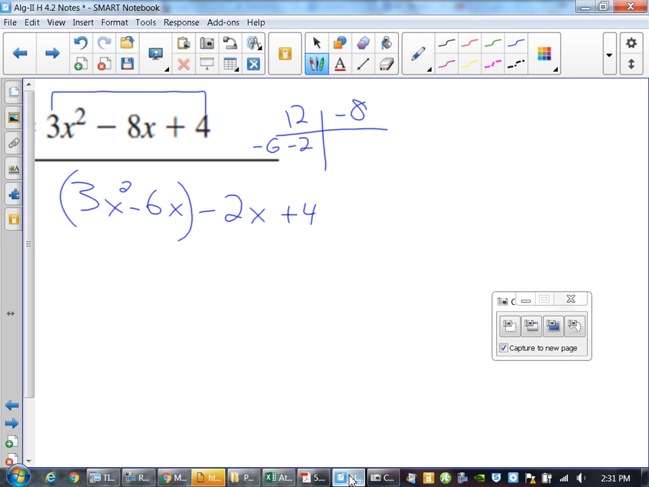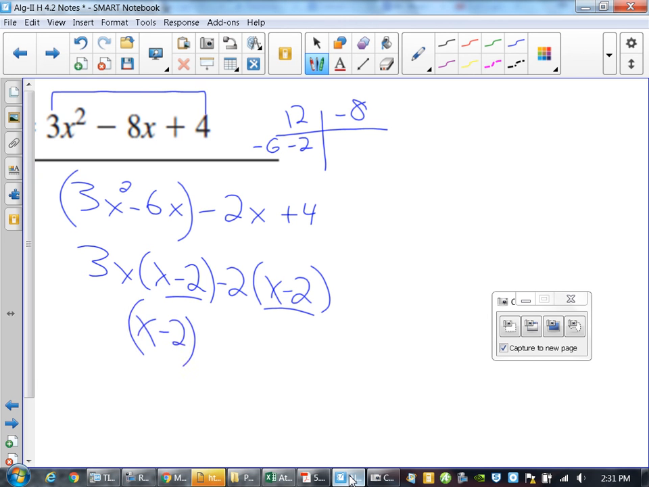Take the GCF. What do you got? They got the 3x. We wind up with the x minus 2. Again, what am I going to take out of that? The negative 2. Very good. Are these two the same? Yes. That means we're probably doing okay. X minus 2 and 3x minus 2.